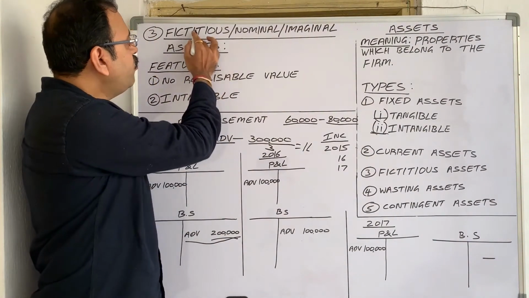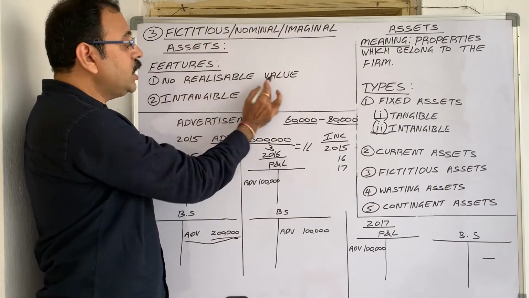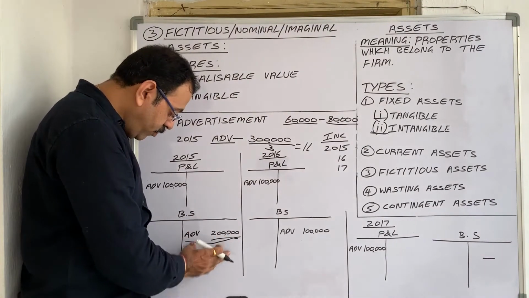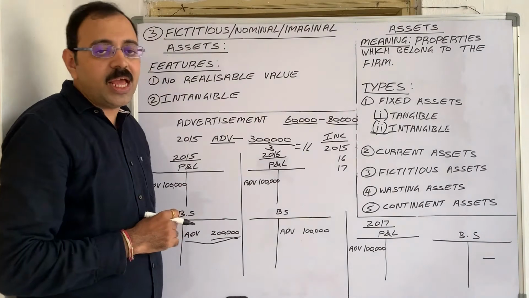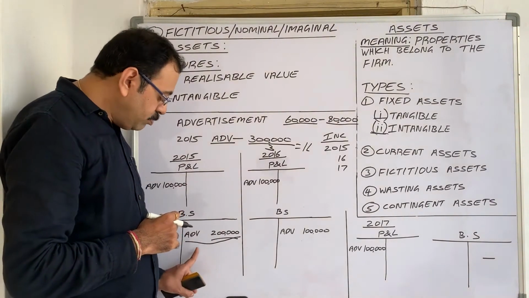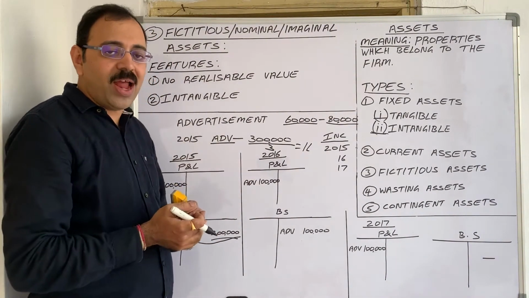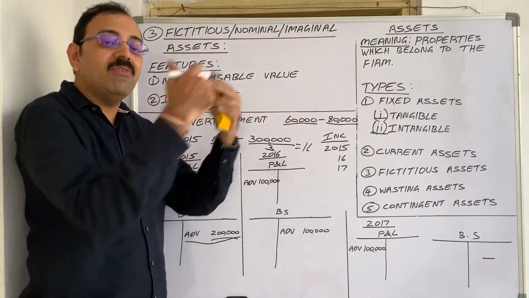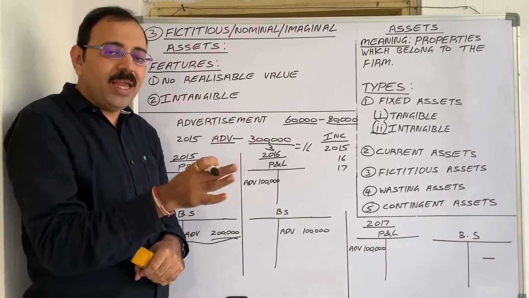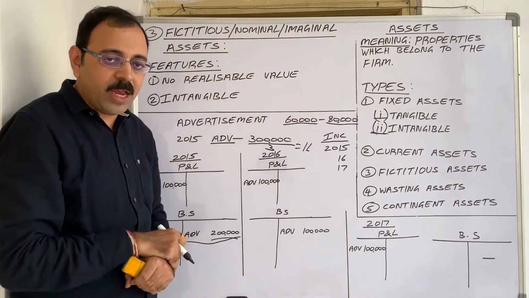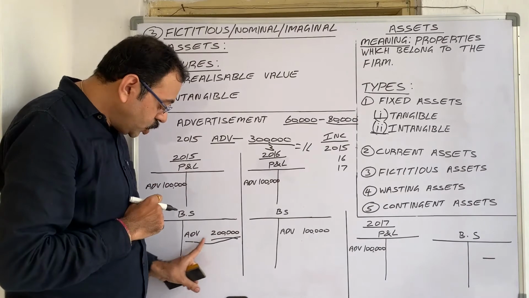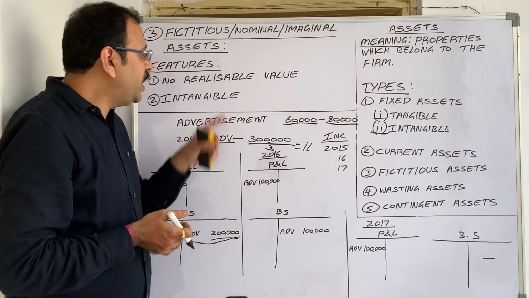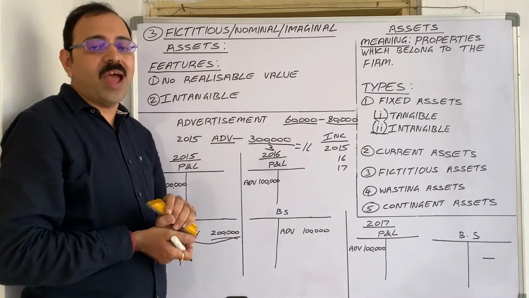See the feature of a fictitious asset: no realizable value. Means what? Suppose machinery is written on the asset side of the balance sheet. This machinery has some resellable value. You can sell it and make money. Furniture has some resellable value. Building we can sell and make money. But can we sell this 2 lakh rupee advertisement expenditure to anybody? No. So it does not have any realizable value.